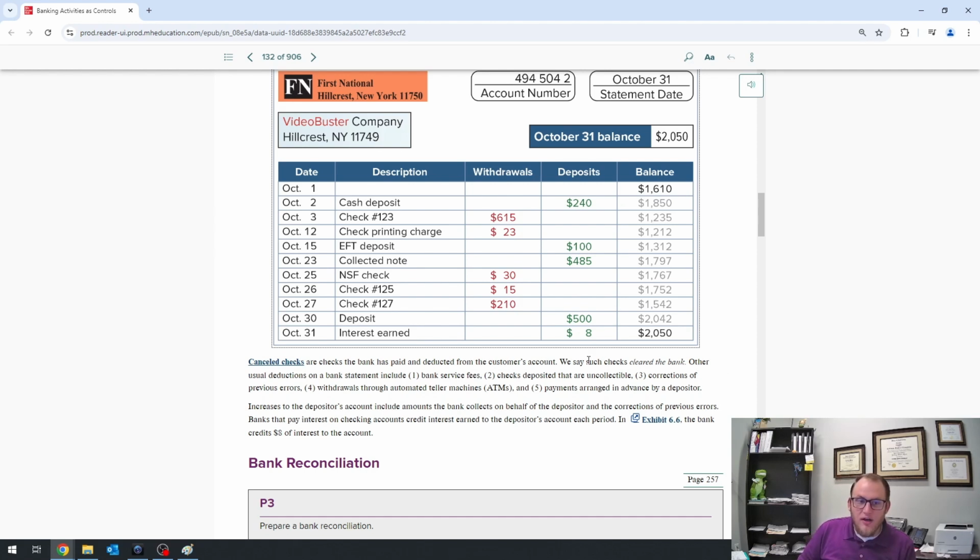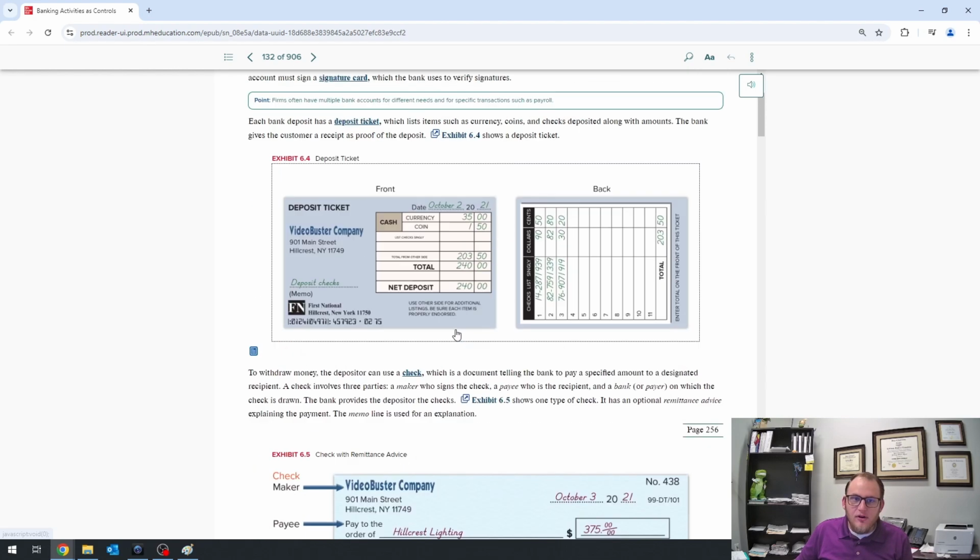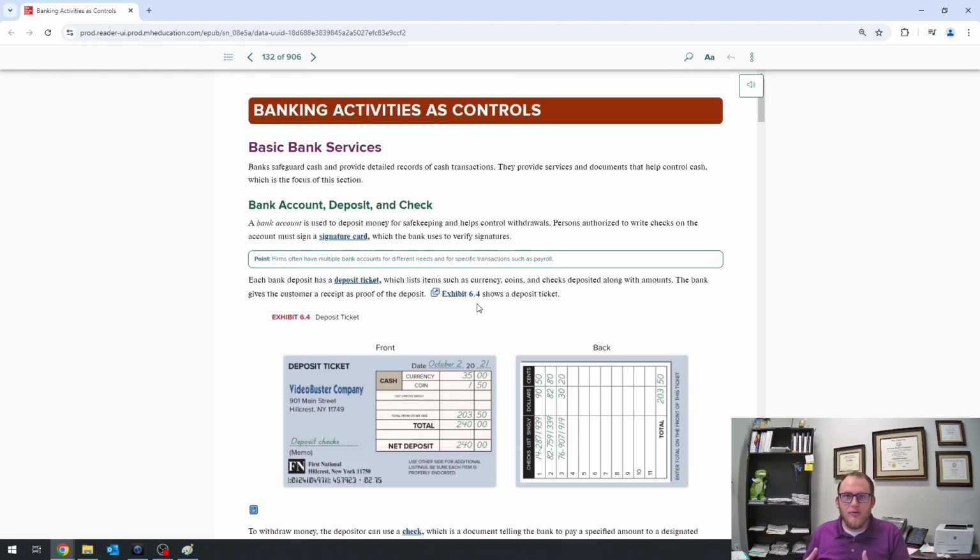The other deductions or other decreases to the bank account will typically include bank fees. It'll include check deposits that are uncollectible. It'll include corrections of previous errors that were discovered, and withdrawals from ATM machines. So those are just some of the other deductions in the bank account. And when it comes to deposits, it's the usual deposits, but then there'll be interest that will sometimes hit the bank account. And sometimes a bank error gets discovered that will need to increase the cash. So these are very good controls that are able to be utilized.